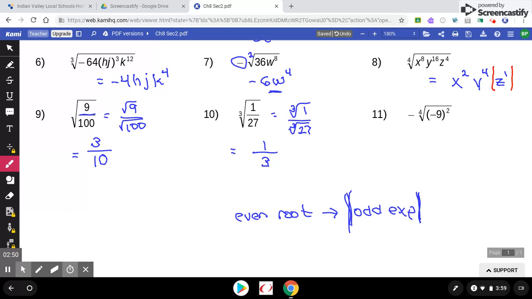All right, number 11. Don't let all the negative signs scare you. So just like anything else, mathematically speaking, I want to start within the symbol. I want to do the stuff that's inside first. So I'm not going to worry about that negative sign that's out in front, although you know what? I am going to put a 1 there, just to remind you that it's negative 1 times something. 4th root of, so do this. What's negative 9 squared? Negative 9 times itself is 81.